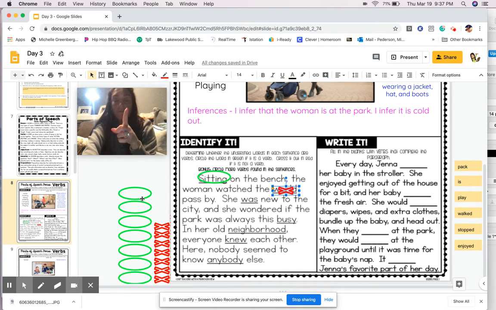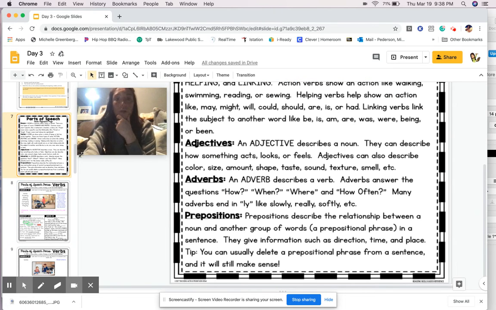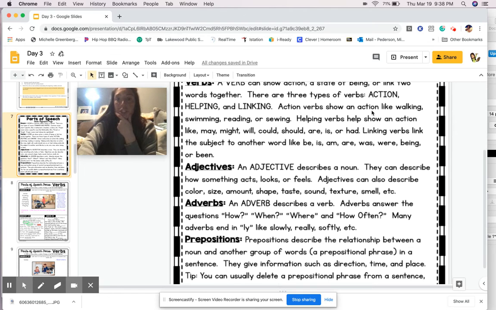There's another verb in that sentence. Sitting on the bench, the woman watched the world pass by. So, guys, when you watch, that's an action. So she watched the world pass by. She was new to the city and wondered if the park was always this busy. I'm going to go back to my parts of speech anchor chart to see if the word was is, in fact, a verb. So now let me see. I'm looking: action verbs show an action like walking, swimming, reading, or sewing. So that's an example. Helping verbs show here. I just want to show you guys.